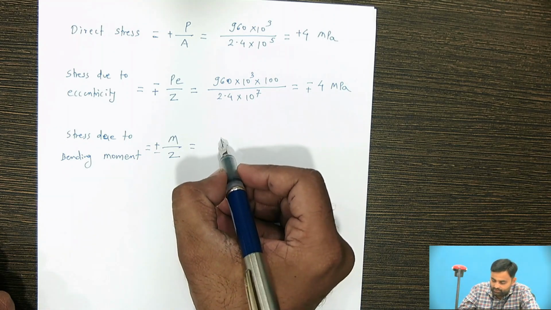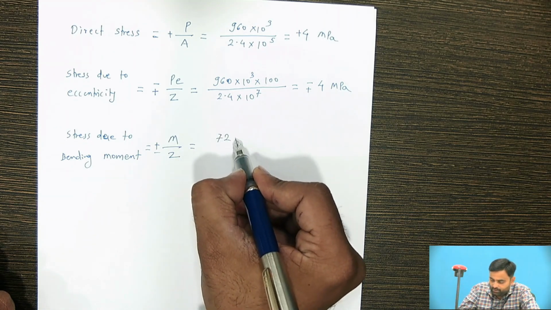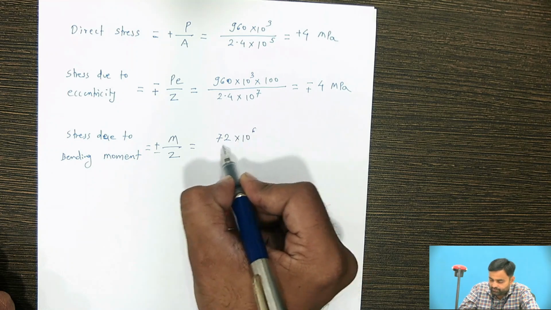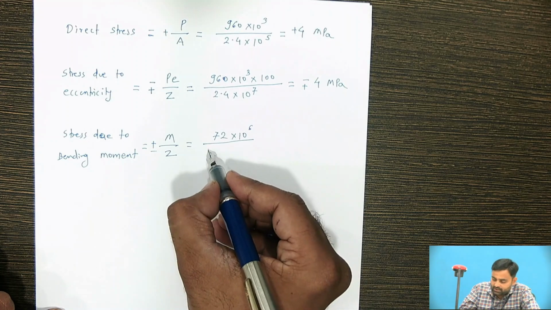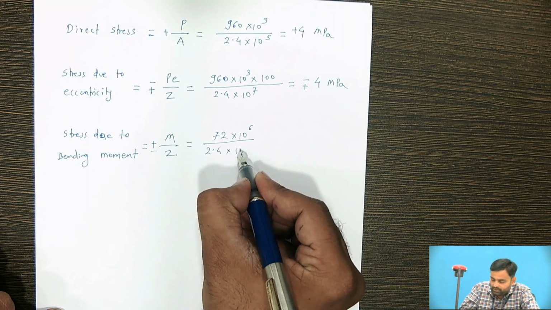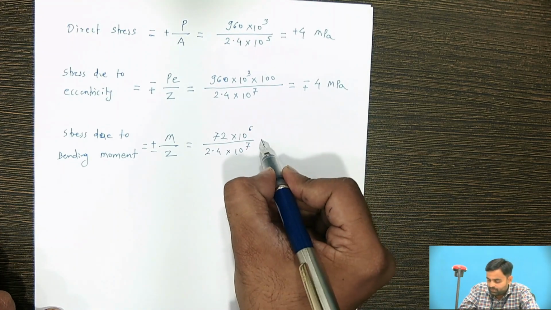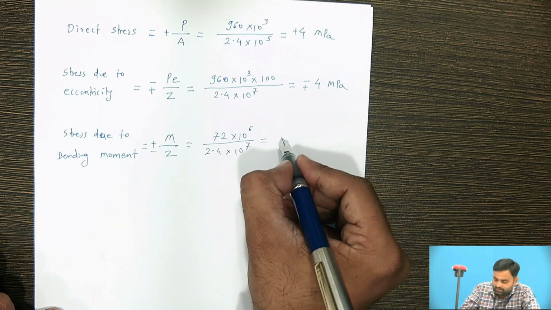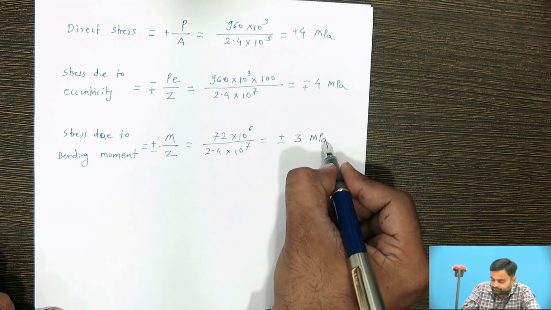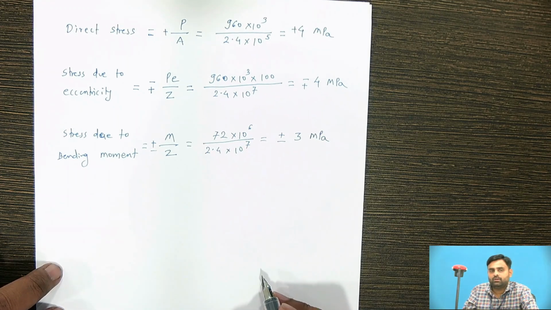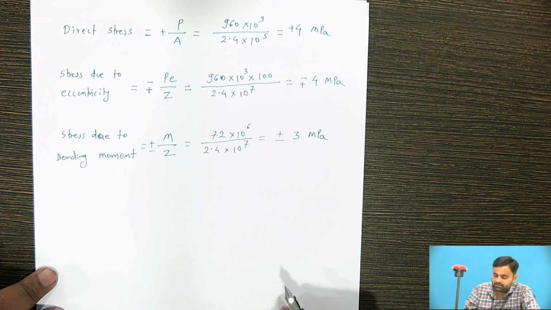If you put the values, we have already calculated the value of M as 72 kilonewton meter, so 72 into 10 raised to 6 to convert it into Newton mm. Z is equal to 2.4 into 10 raised to 7 mm cube. After solving this, we will get the value as 3 megapascal, so plus minus 3.